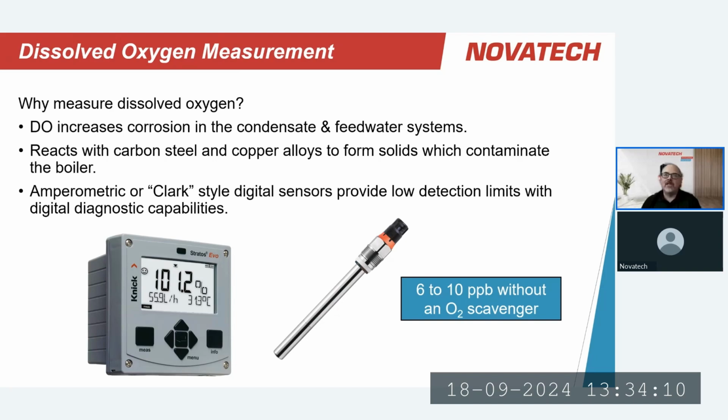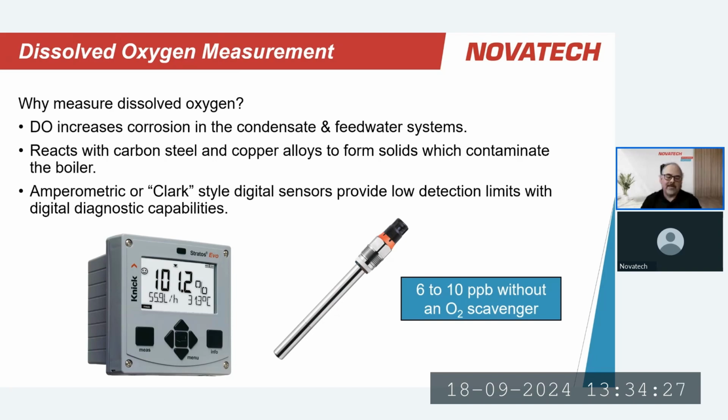Traditional and parametric or Clark style sensors will do the job. They can get down to the levels that we need. We're normally running in the region of 6 to 10 parts per billion if we're not using an oxygen scavenger. If we are using an oxygen scavenger, we're even below that.